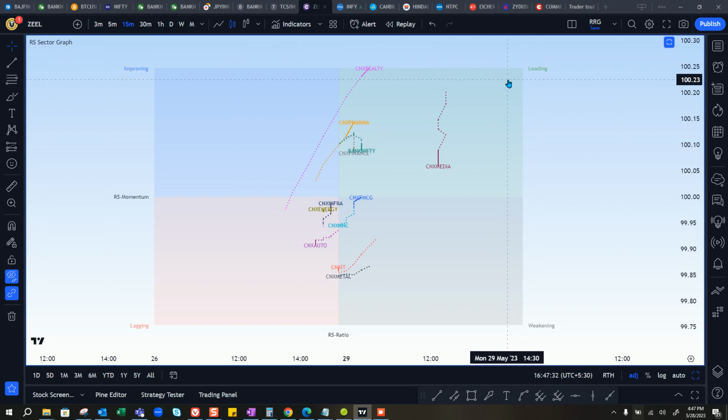We do a top-down approach. First, we find the sector where the money is moving in, and then within the sector, which stock the money is moving in. We do that level of analysis, and then we use our own set of indicators to get the best entry using price action first, and then taking confirmations from indicators.